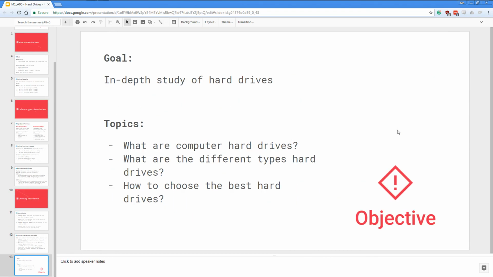So today, our goal was to do an in-depth study of hard drives, and we talked about what computer hard drives are and what the different types of hard drives are, looking at the form factors and the connection interfaces that these hard drives offer. And we talked about how to choose the best hard drive for your build.